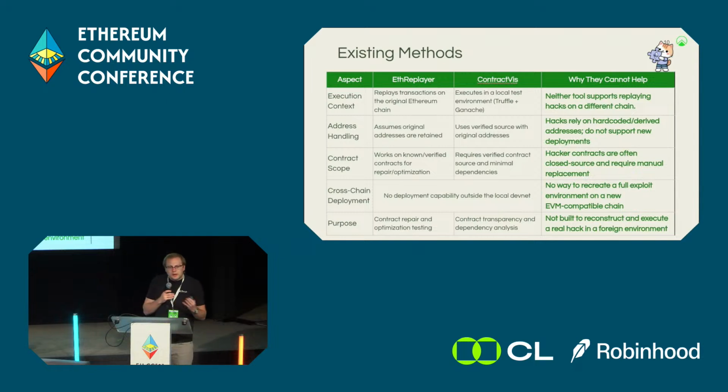You need to figure out where it was executed, in what context. You need to figure out how addresses are handled. If you're taking a hack that occurred on Optimism, for example, and you want to replay it on a different chain, do they have the same token addresses for the things that were stolen? Does it matter if they do? What's the bridging address? Does it matter if that changes anywhere? Or what happens if you have cross-chain deployments?